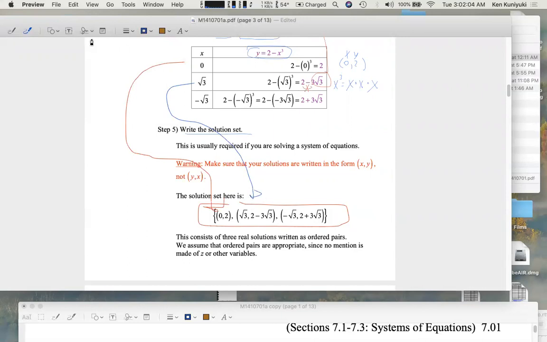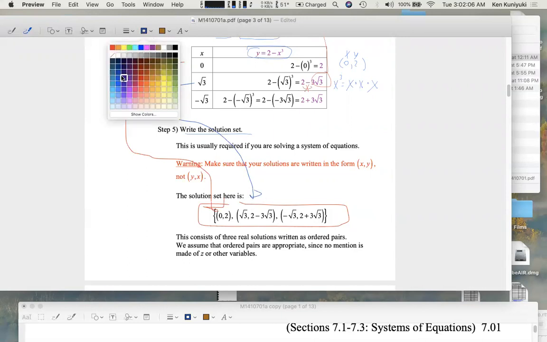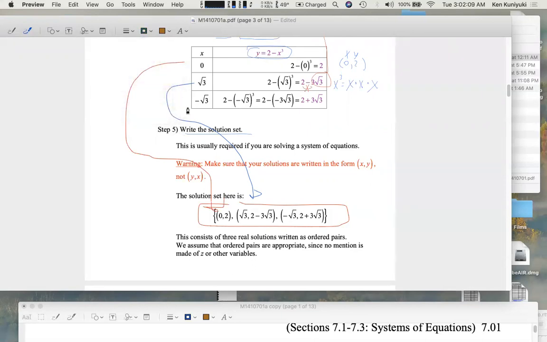That's this over here. And then we had negative root 3 comma 2 plus 3 root 3. That's this over here. So it looks like our solution set will consist of 3 real solutions written as ordered pairs. Each solution is an ordered pair. Here's our first real solution as an ordered pair. Here's our second real solution as an ordered pair. Here's our third real solution as an ordered pair. All right.